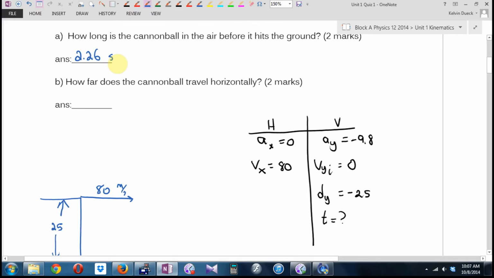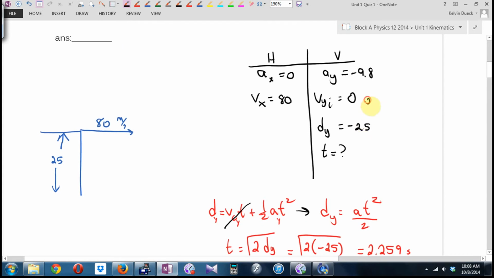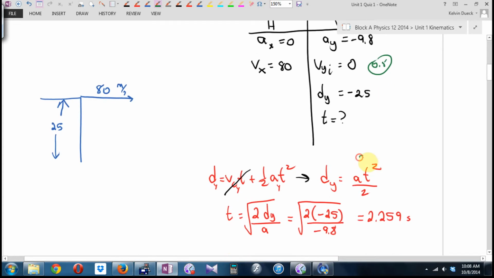Otherwise, if you didn't get that, I would give you a half mark for the answer. I would give you a half mark if you had somewhere, oh, I got to change colors there, Mr. Dueck. Let's go with green. I would give you a half mark if you had done a t-table and you had caught that Vy initial was 0. I would give you a half mark if you got d equals a t squared over 2, and I would give you a half mark if somewhere I saw t equals the square root of 2 dy over a.